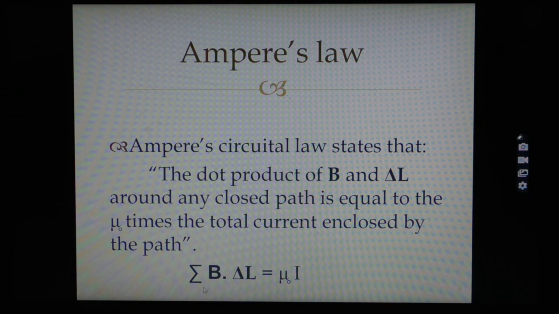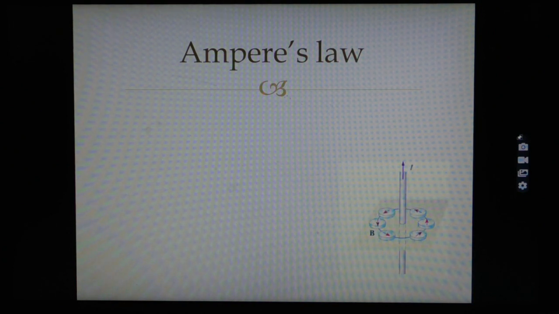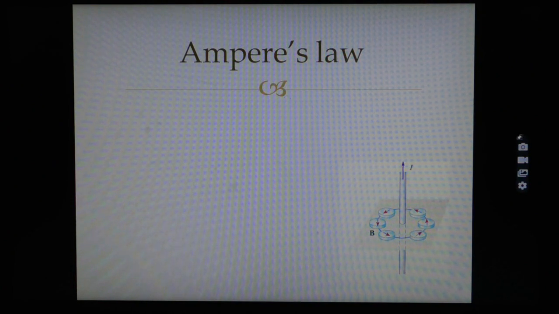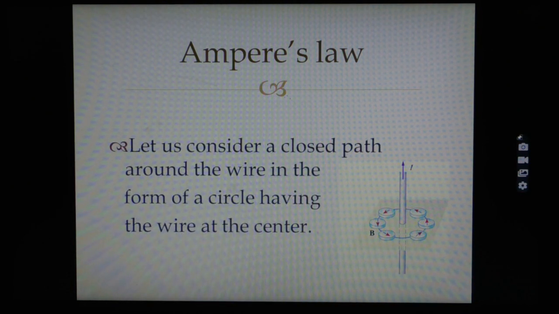Then we get the total work done, which is given by sigma B dot delta L, which is equal to mu naught into I, where I is the current. And what is delta L? Delta L is the distance, that is, the length of the arc of the circular path.